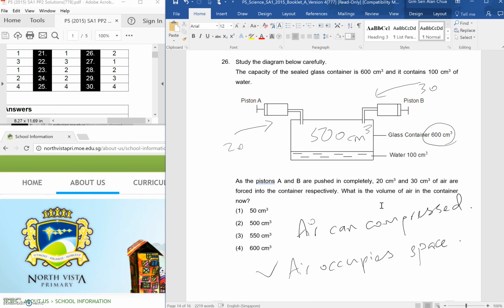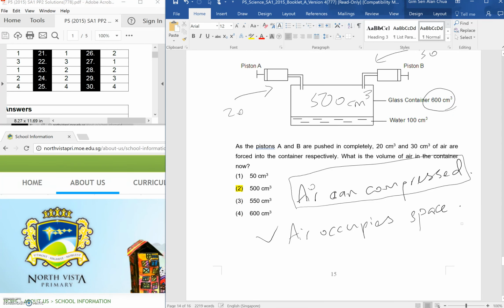Alright, so the volume of air, because air can be compressed, we are talking about the amount of space inside will always be 500 cubic centimeters. Because air can be compressed, that's the whole idea here. Suppose we pushed in 10 times of 20, 10 times of 30, it's 500. The 11th time, because air can be compressed, the volume of air inside will still be 500.